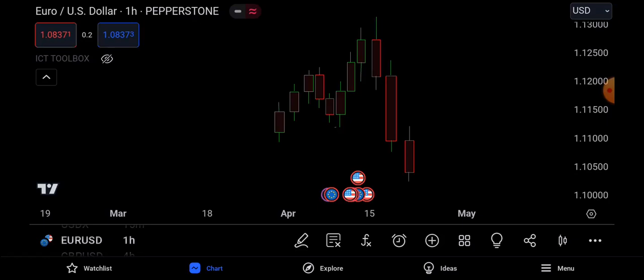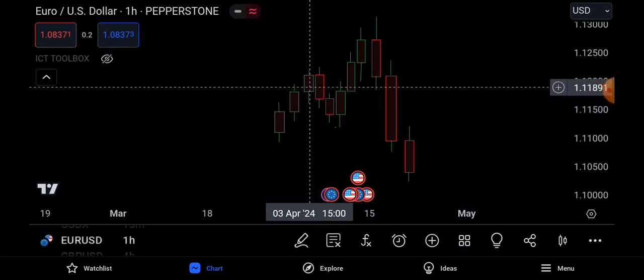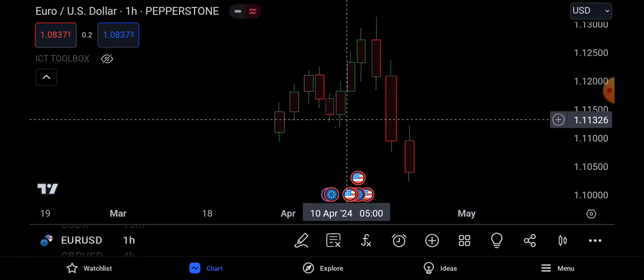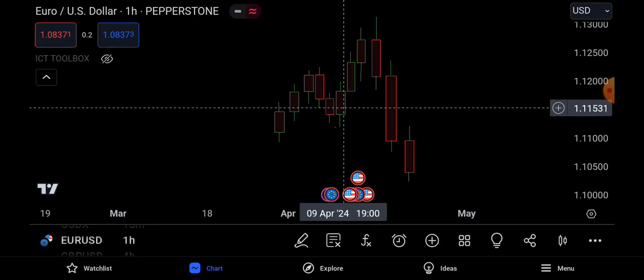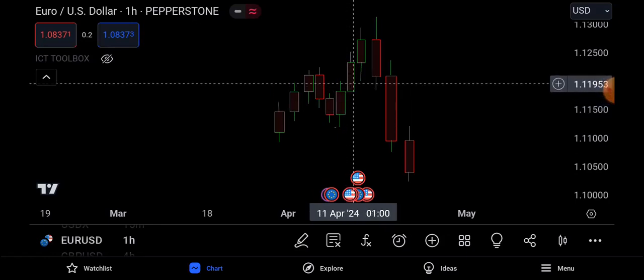Okay, so I'm going to be starting with the market structure shift. A market structure shift is just a change in trend direction. What it may look like is what is shown on screen right now. The core of what a market structure shift is in itself is a break of a previous higher low in a bullish trend. That's all that it is.